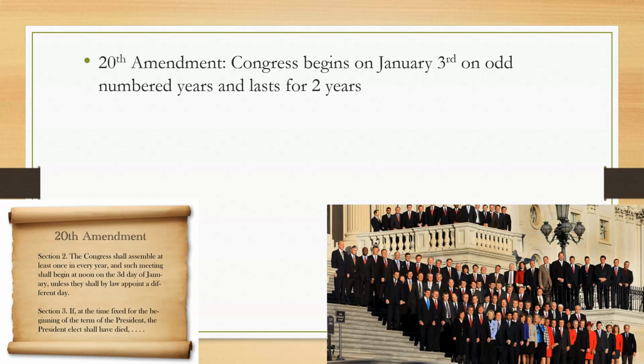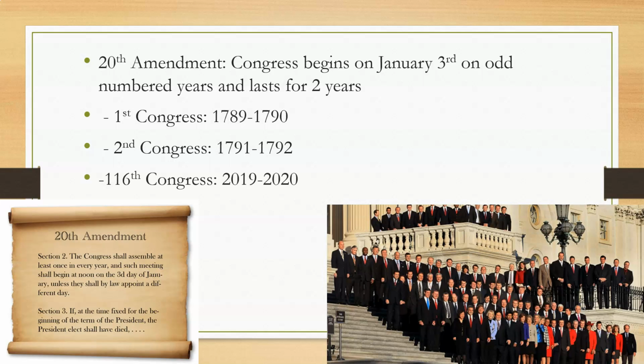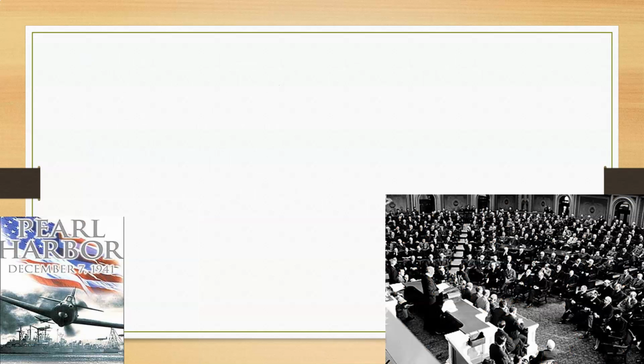Okay. For the most part, what you need to know is that the 20th Amendment requires Congress to start on January 3rd on odd numbered years and last for 2 years. The first Congress was from 1789 to 1790, then 1791 to 1792, and then the 116th Congress, 2019 to 2020. So, Congress always begins on January 3rd on odd numbered years and lasts for 2 years. Okay, so that is the point of the amendment.